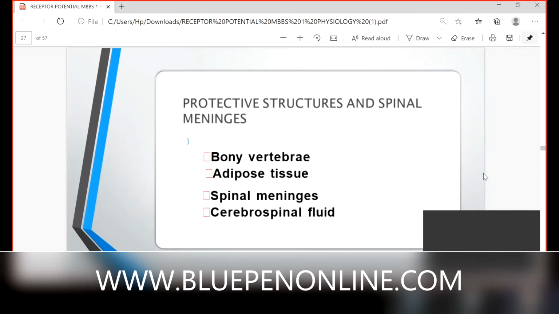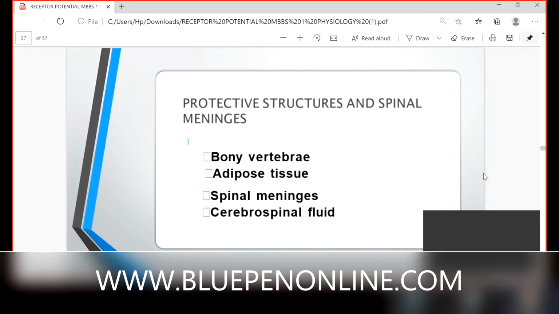Now next is the protective structure of the spinal cord. It has to be protected, isn't it? Because it is very important. Only then the information from the different parts of our body can reach the central nervous system, and the central nervous system, which is supposed to control the whole function of our body, has to give information. That information is also sent with the help of the spinal cord. So the spinal cord is very, very important, and it has to be protected.